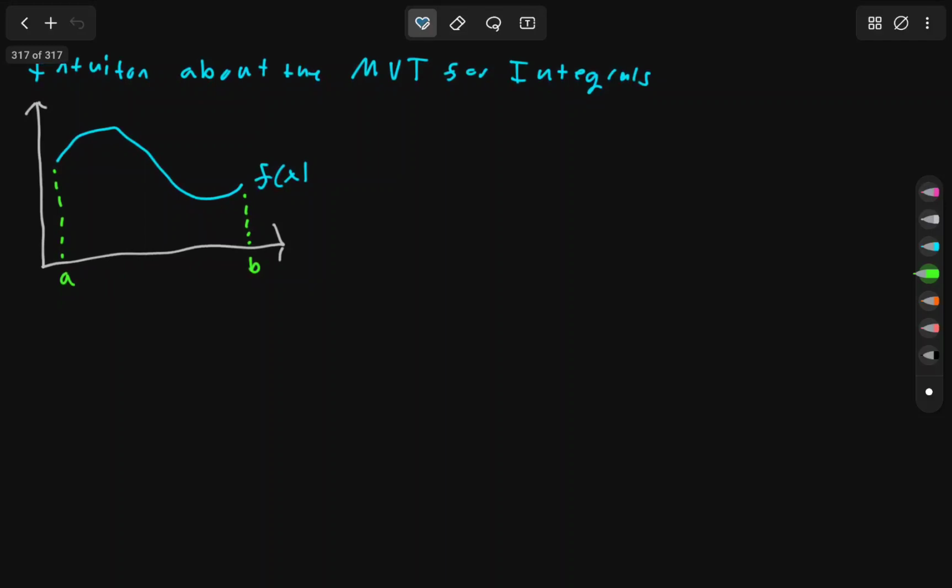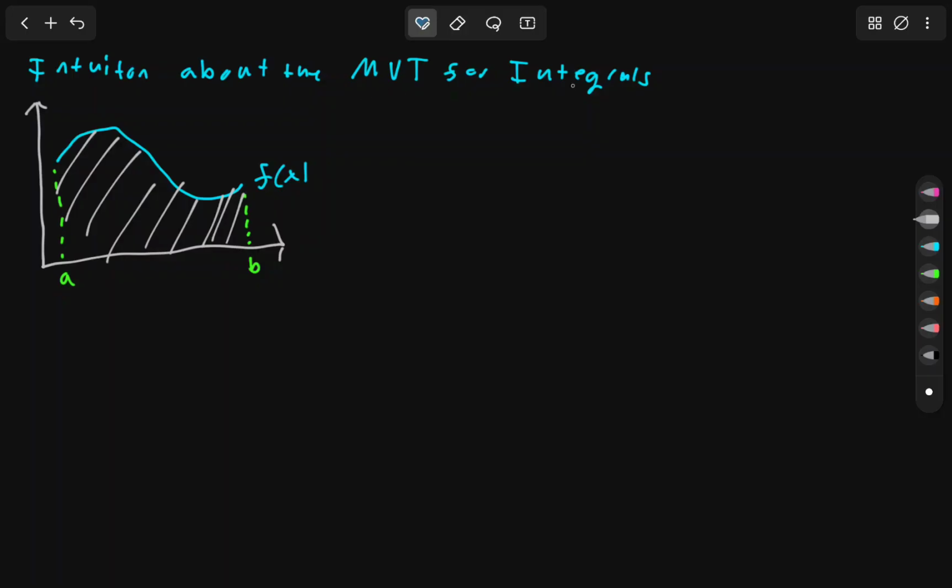Alrighty, well, now I just want to talk about some of the intuition for the mean value theorem for integrals. So really, what this theorem gives us a way of doing is, let's say we have the entire area here, this entire area under f of x. We're going to highlight it or strike it through in white.